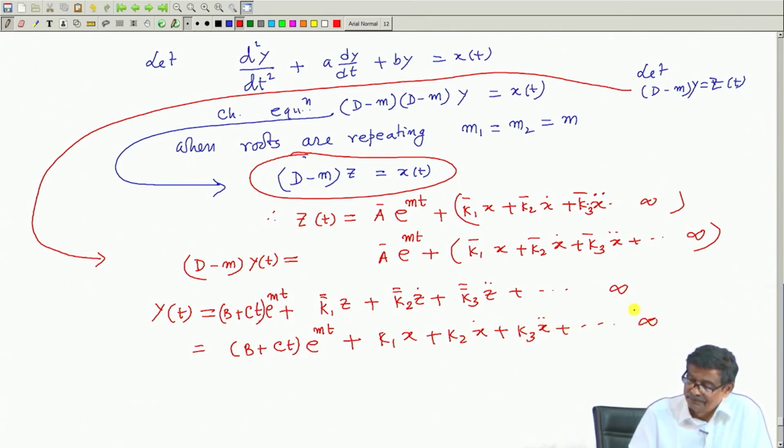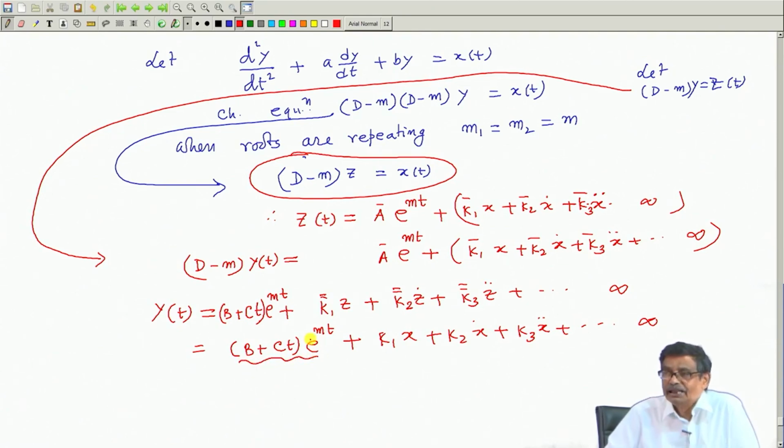Up to infinity. So, if the roots are repeating, then the natural response will be like this. That is, one will be b into e to the power m t plus another will be c t into e to the power m t.